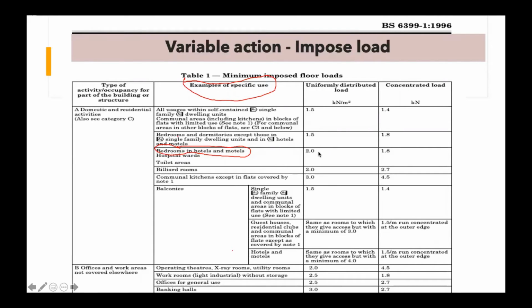Okay. Now the value is 2.0 kilonewton per meter square. You can assume either a concentrated load or a uniformly distributed load. Basically, we will use UDL. Let's say you want to design a residential single family dwelling unit, the value is 1.5. Actually, you can get a lot of samples of the minimum imposed floor loads in the BS6399. I will put this BS in your e-learning.